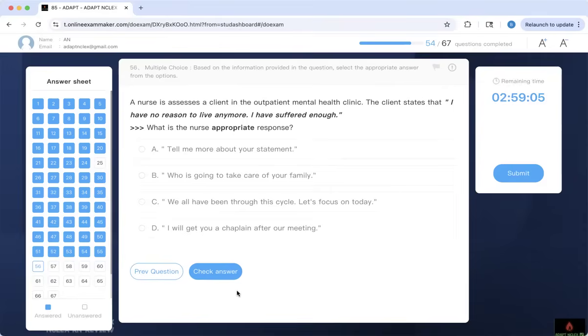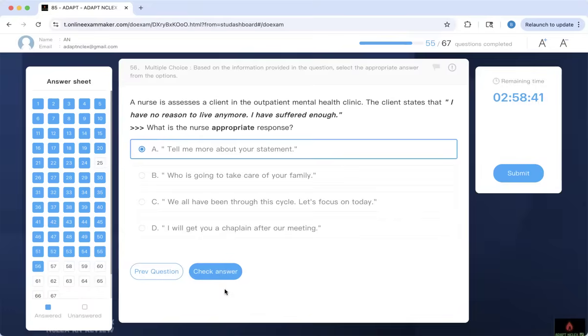What is the problem? Ask for more. If you're not going to ask for more, keep quiet. "Tell me more about your statement." "I just told you." "Who is going to take care of your family?" "Why do you care? We all have been through the cycle." "I don't care about your experience." "I will get you a chaplain." He asks for your help. Therefore, ask for more.